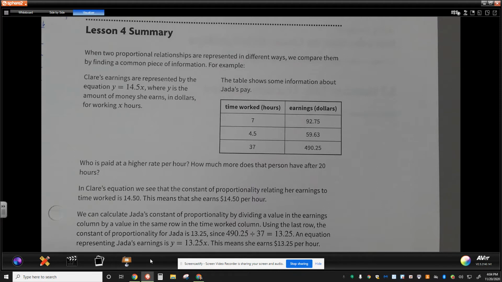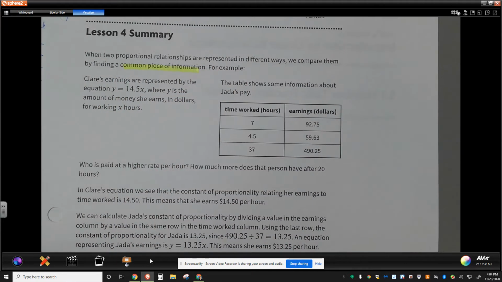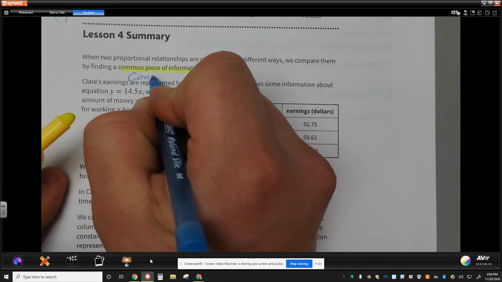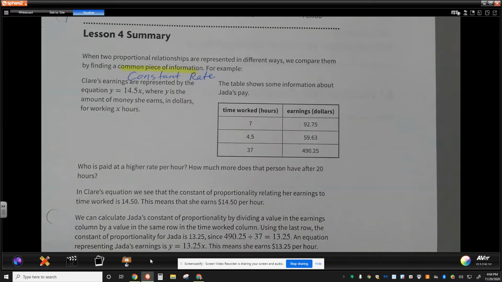In our summary, just really quick, two proportional relationships are represented in different ways. We have to compare them by finding a common piece of information. I hope by now you've caught on that common piece of information is going to be the constant rate, or the rate of proportionality, and what we're after with this, the constant of proportionality.